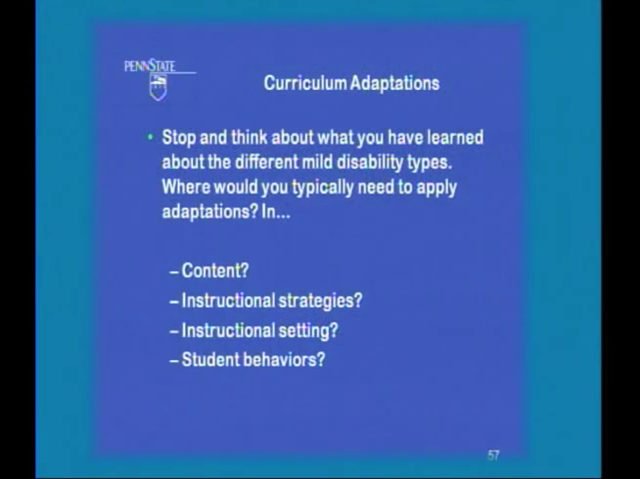Stop and think about what you have learned about the different mild disability types. Where would you typically need to apply actions? In content, for example, would the student need a different reading text? In instructional strategies, would the student need a different instructional approach? In instructional setting, does the student need a special group setting or a study carrel? Or student behaviors, does the student need a behavior support plan?